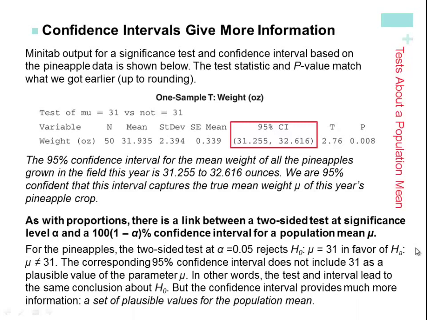For the pineapples, the two-sided test at an alpha equal to 0.05 level rejected the null hypothesis of 31 ounces in favor of the alternative, which was the mean is not 31 ounces. The corresponding 95% confidence interval does not include 31 as a plausible value of the parameter mu. In other words, the test and the interval lead to the same conclusion about the null hypothesis, but the confidence interval provides much more information. It gives us a set of plausible values for the population mean.